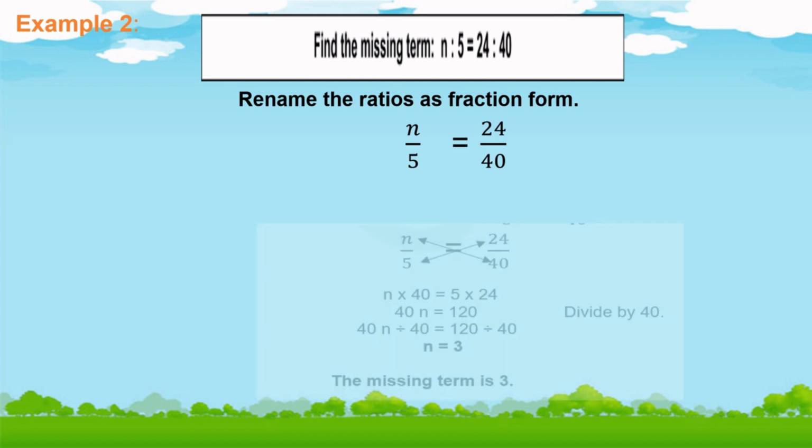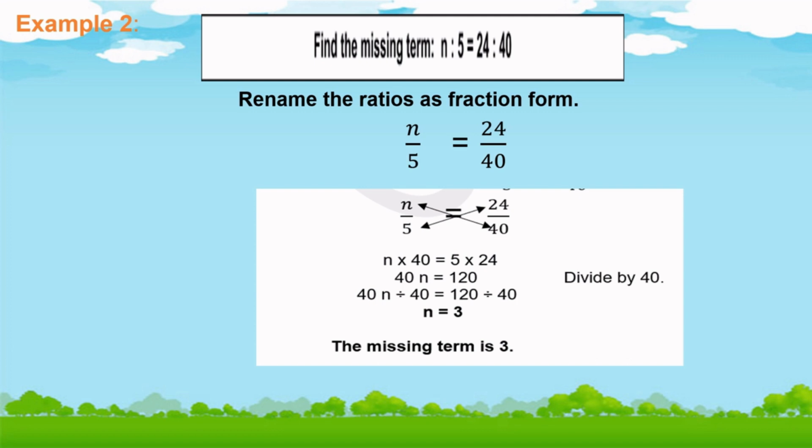Then we will cross multiply. So n multiply by 40, then 5 by 24. So n by 40, we got 40n. Then 5 by 24 equals 120. Then we will divide it by 40. So 40n divided by 40 is equal to n. Then 120 divided by 40 is equal to 3. So the missing term is 3.